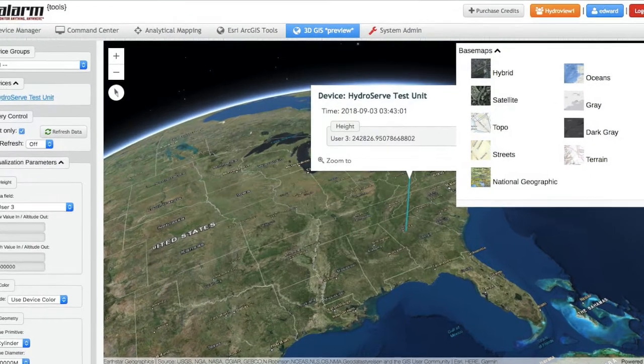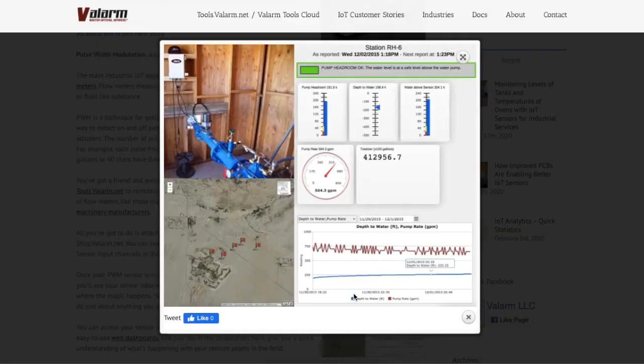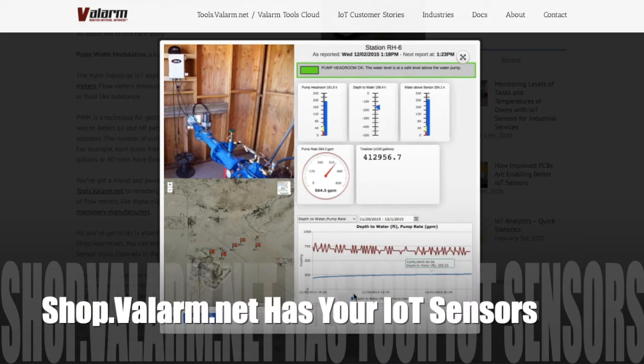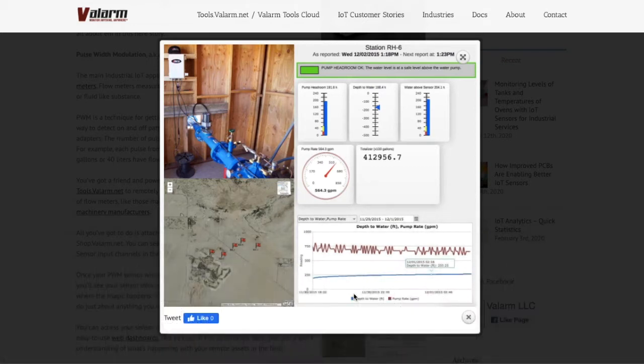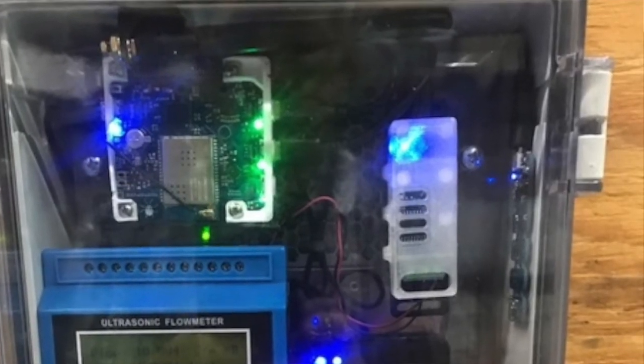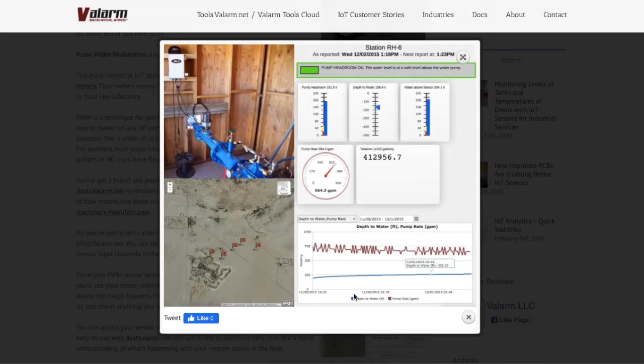These PWM sensor adapters from shop.valarm.net, might I add, will count how many spins and therefore how many pulses and how much water is flowing through a flow meter for measuring and monitoring total water usage, pump rates, and totalizers like you see in this example dashboard for one of our industrial IoT sensor customers.